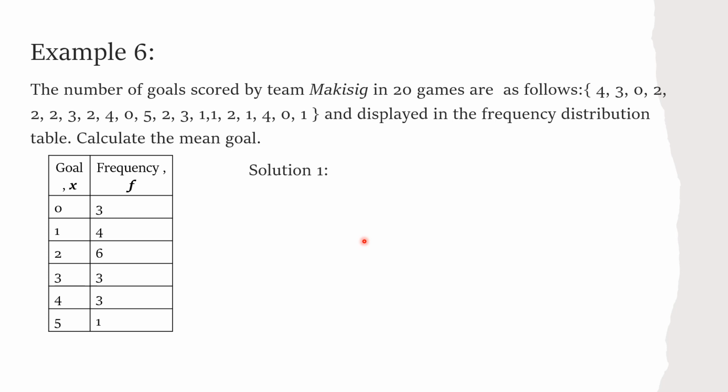Next example, number 6. The number of goals scored by Team Makisig in 20 games are as follows: 4, 3, 0, 2, 2, 2, 3, 2, 4, 0, 5, 2, 3, 1, 1, 2, 1, 4, 0, 1. And this data is displayed in the frequency distribution table here. Calculate the mean goal.